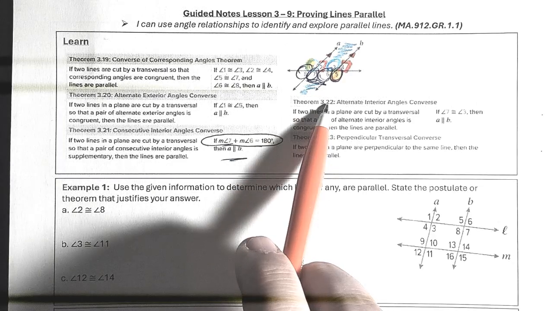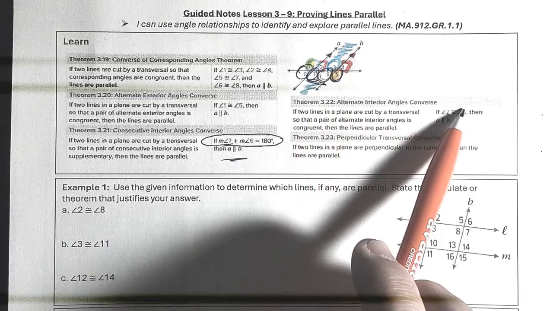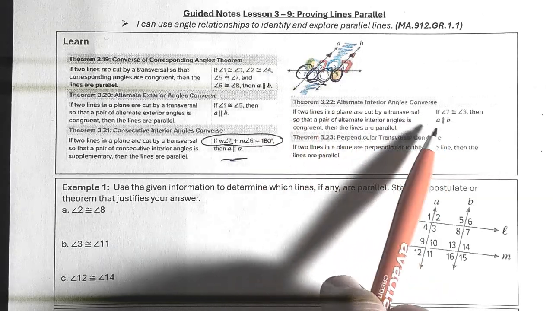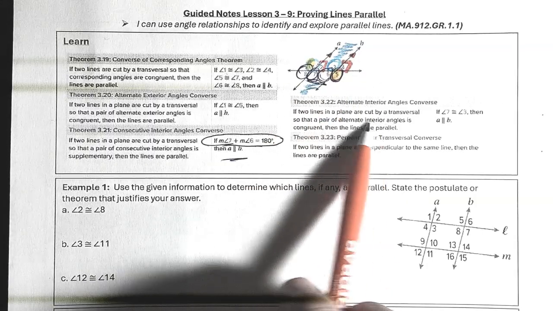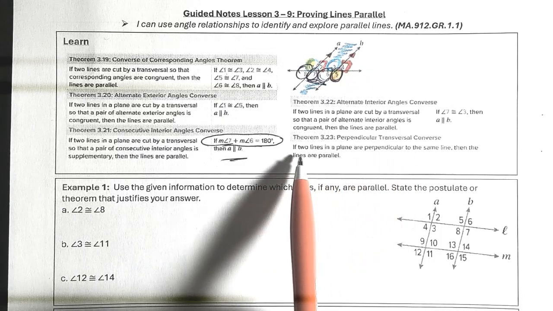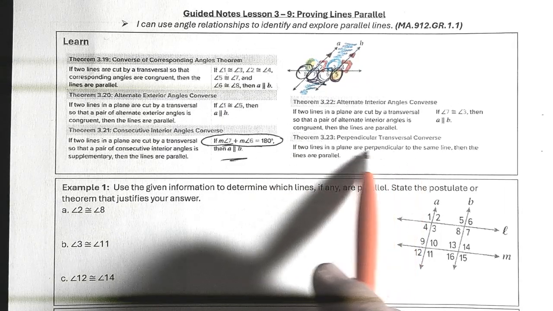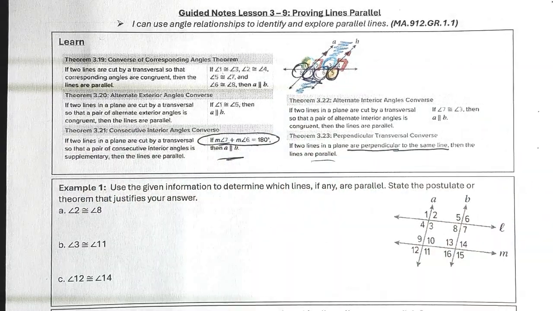All right, 3.22, alternate interior angles. So we're looking inside here. They're mentioning 7 and 3. You could also say 2 and 6, but if these two angles are congruent, then A and B are parallel because those are alternate interior angles. And then theorem 3.23 is the perpendicular transversal converse. If two lines in a plane are perpendicular to the same line, then they are parallel. Before we talked about if one of two parallel lines is perpendicular to a line, then the other line is perpendicular to that line. So this is just the converse of that.